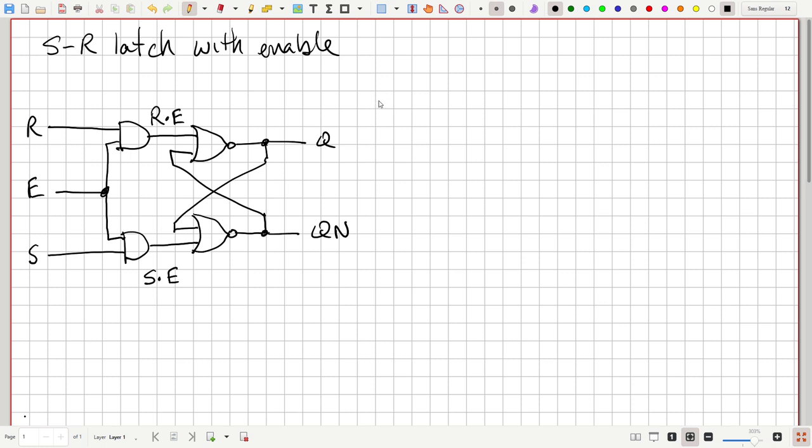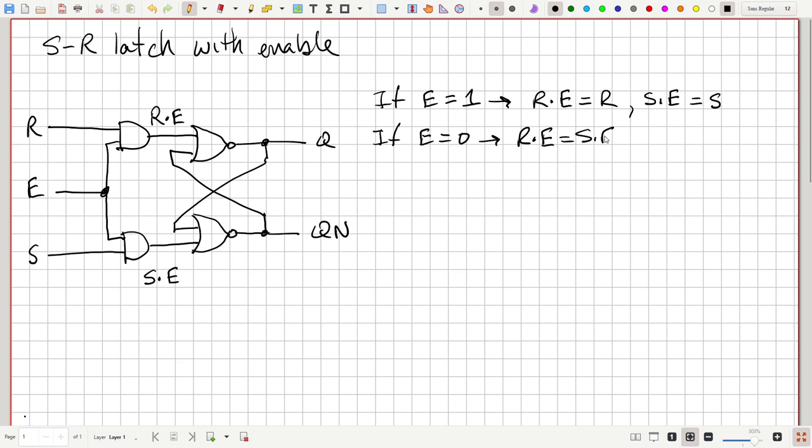So let's see what happens. If the enable signal is equal to 1, then reset and enable is just equal to reset, and set and enable is just equal to set, because S and 1 is equal to S. Okay, so then this thing just operates as a normal SR latch. The key now is to look at, what if E is equal to 0? Obviously then, R and E is going to be the same as S and E, because anything and 0 is equal to 0. So they're both equal to 0.